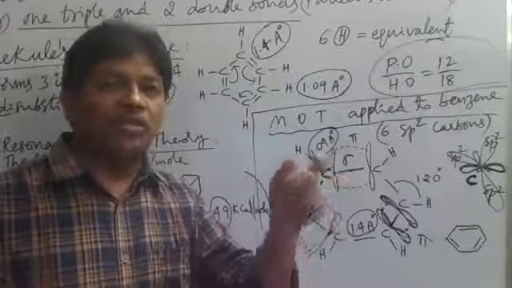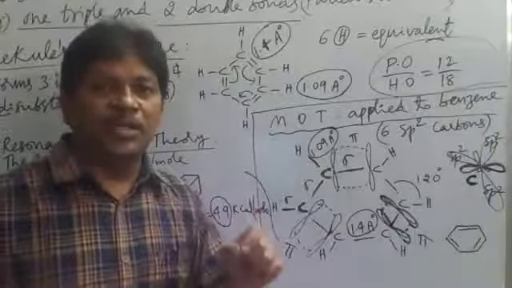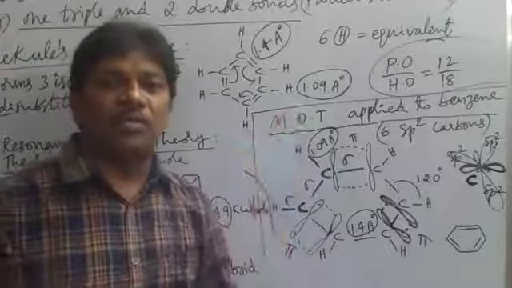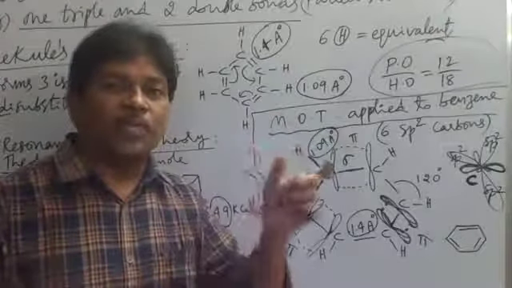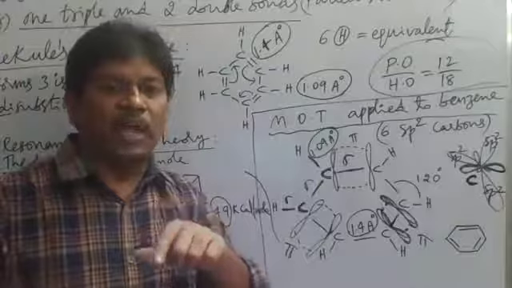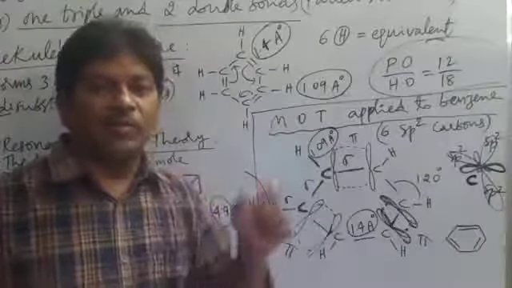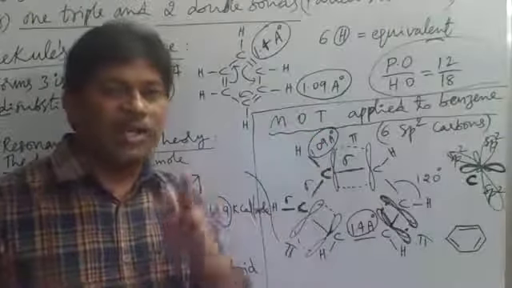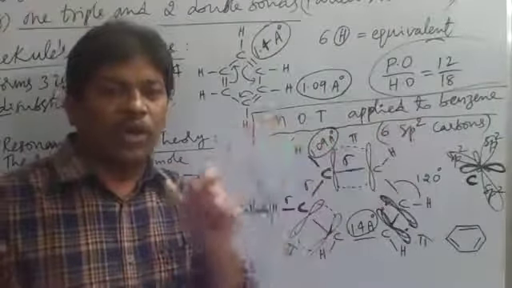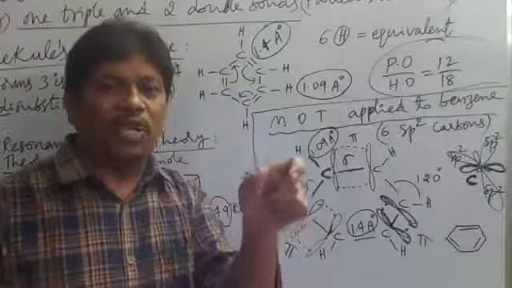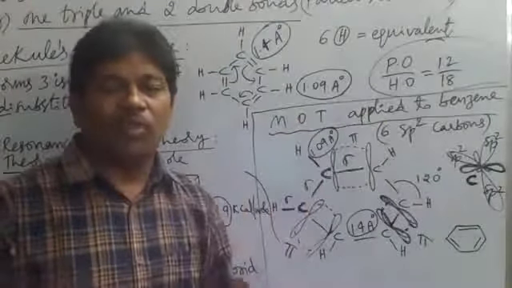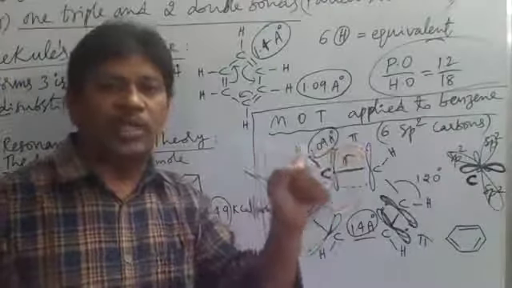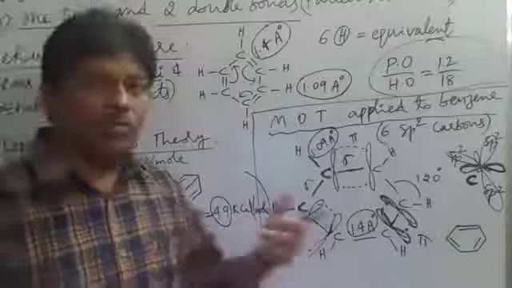Sometimes it is measured in picometers. What is the relation between picometer and angstrom? 1 angstrom equals 100 picometers. 1 angstrom is 10 power minus 10 meters, and 1 picometer is 10 power minus 12 meters. So 1.54 angstroms is equal to 154 pm, picometers.